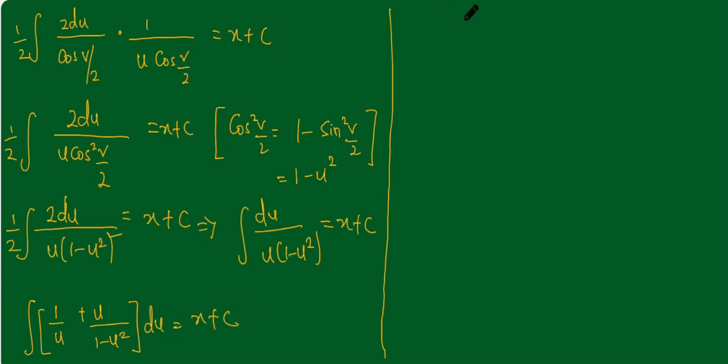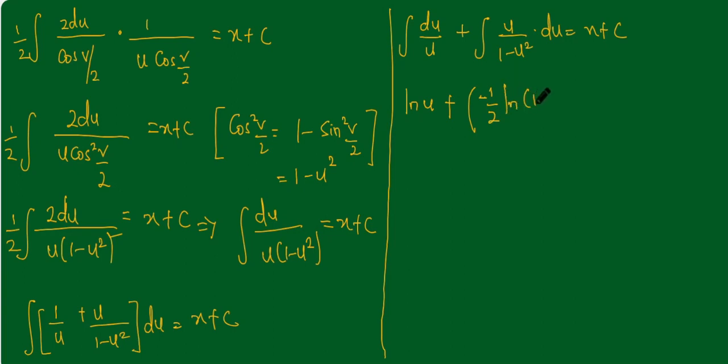So you can go ahead to simplify this. This becomes the integral of du divided by u plus the integral of u divided by 1 minus u squared du is equal to x plus c. On evaluating this, we have ln u plus minus 1 over 2 ln 1 minus u squared is equal to x plus c. So this becomes ln u minus 1 over 2 ln 1 minus u squared is equal to x plus c.